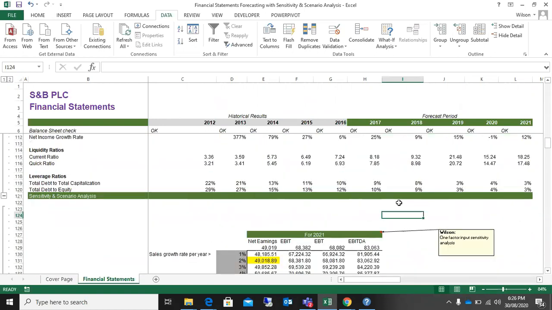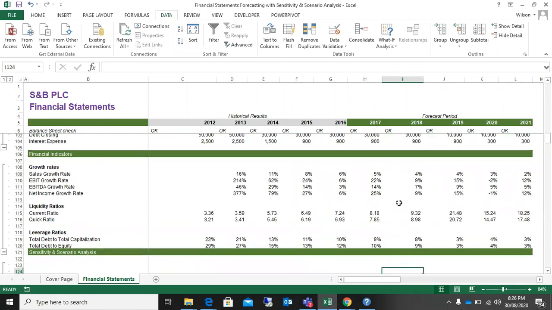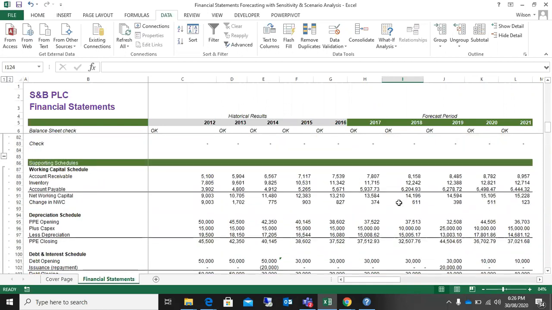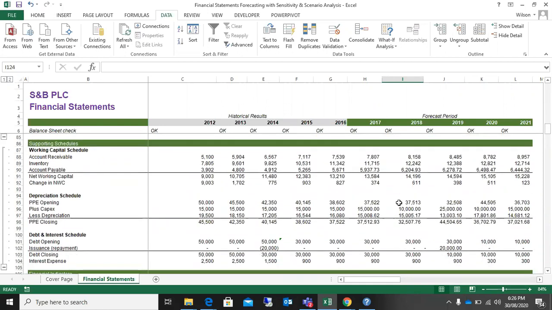Because what I can see in the supporting schedule in the sheet here with me is the workings for account receivable, working capital schedule, depreciation schedule, debt and interest schedule. Yes. So these are the workings for some key inputs in our model.